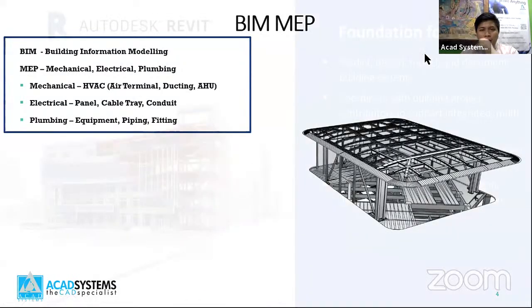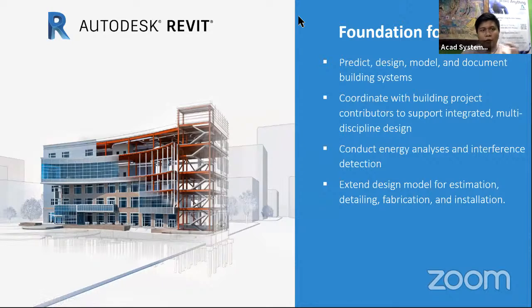Basically, the foundation of BIM in Revit: normally we start to use Revit to predict and design the model. This is how we start with Revit. Also, we coordinate the building from different disciplines, multi-discipline design, for example M&E plus structure plus architecture. All of them want to coordinate the design.